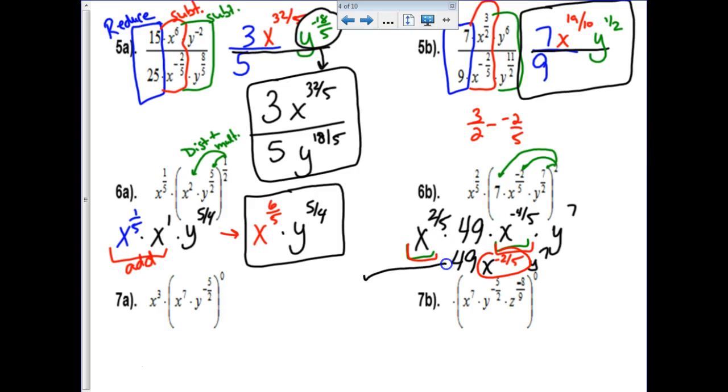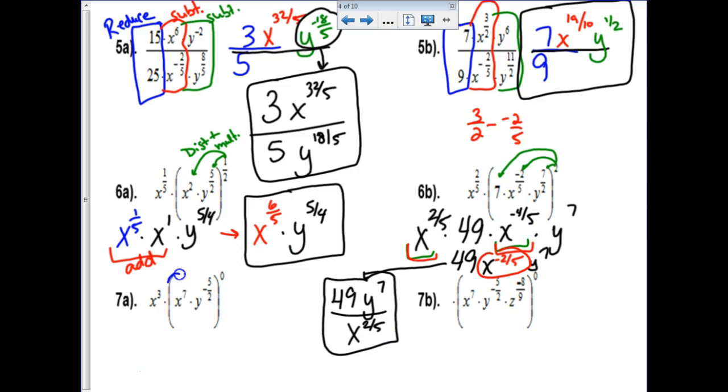Now, of course, I'm out of room, so I'm going to go over here. So the 49 stays where it is, the y to the 7 stays where it is, but now the x to the 2/5 will be in the denominator, and now it's positive because we moved it. Sorry about the messiness there. I'm going to extend this page. Oh, I don't think I need to.